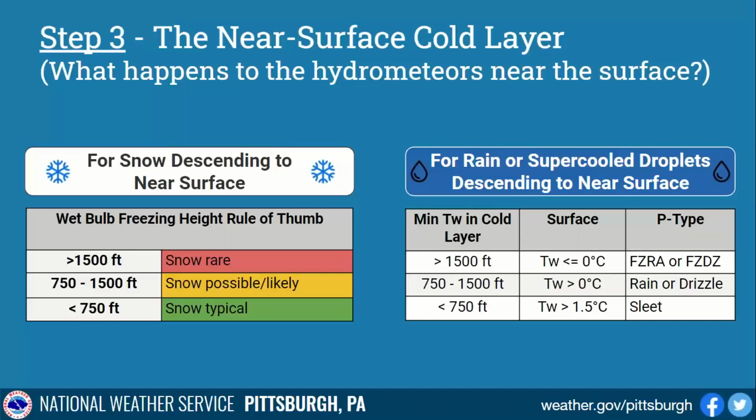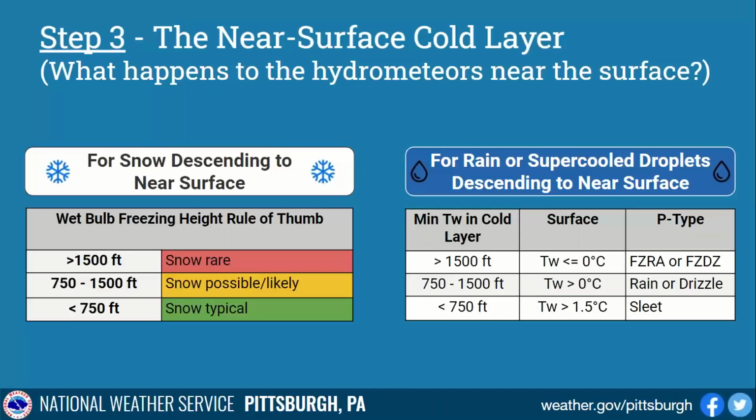For the wet bulb freezing height rule of thumb, what we look for as forecasters is that if your wet bulb freezing height is 1,500 feet or greater, snow is generally rare. If it's between 750 and 1,500 feet, snow is possible, on the order of likely as it heads towards 750 feet. And if your wet bulb freezing height is closer to the ground, less than 750 feet, that's when we're expecting a typical snow profile.